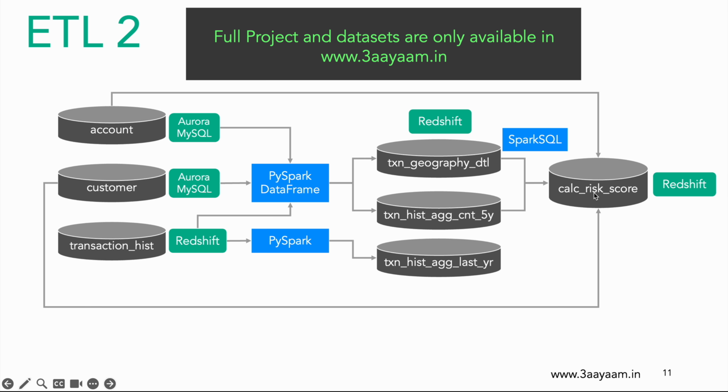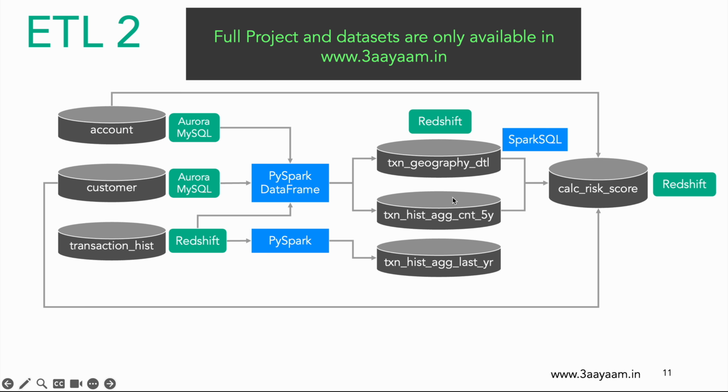But the calculate risk score table has to be loaded using transaction geography table, transaction history aggregate count table, the account table, customer table, etc. That loading has to be done using Spark SQL, and this table would also be in Redshift. So you'll be able to practice PySpark data frame and Spark SQL to do the transformation and aggregation and then load it to a target table.